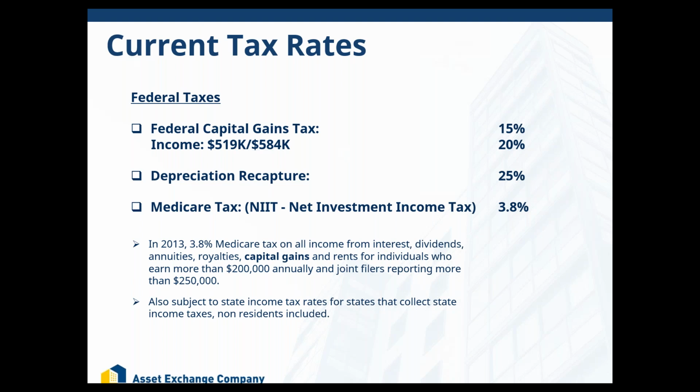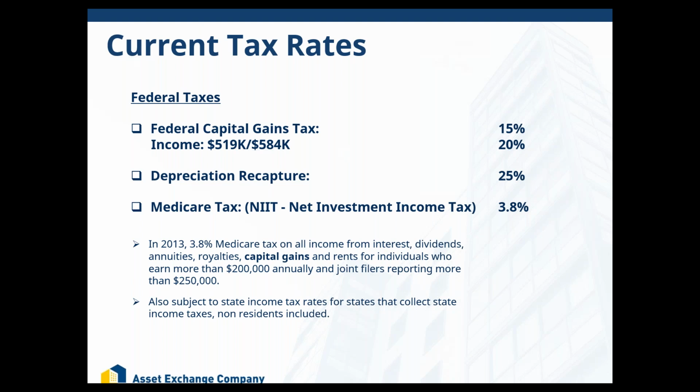Now, the 20% capital gains tax rate is applied if you're single and you have income of greater than $519,000 a year, or if you're married and you have income of greater than $584,000 a year. All right, that's where you're at, the 20% capital gains tax rate.